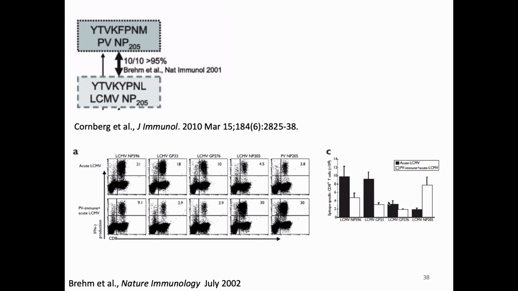The mice have the same genetic background. It's the same virus. The only difference is the previous antigen exposure of the mouse. And so this difference in which epitope is targeted can lead to a difference in the outcome of these different mice.